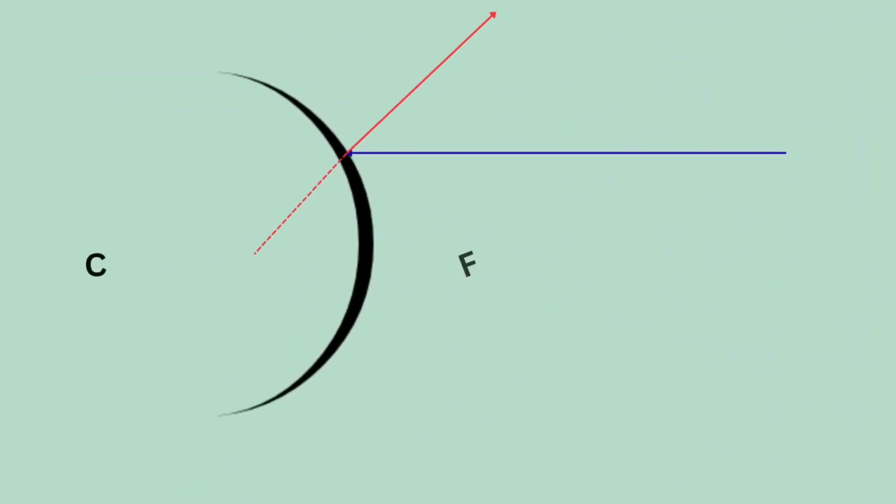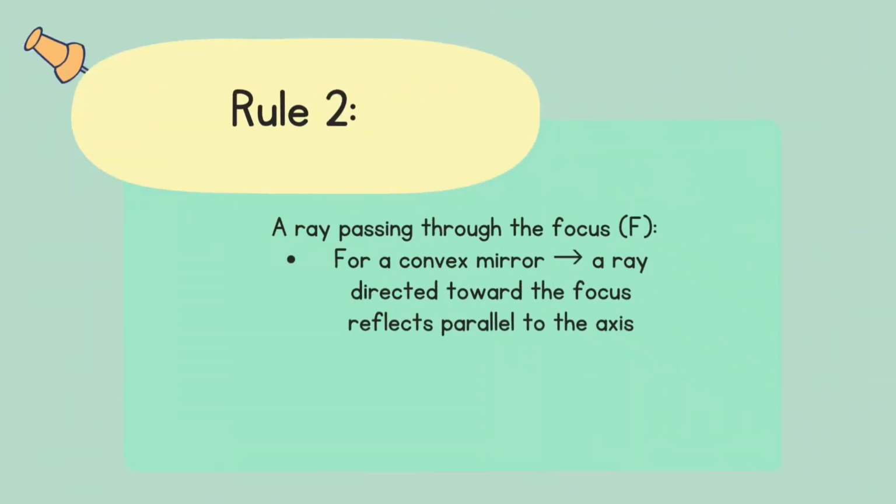Here, we have a convex mirror. First, draw the principal axis and label the important points. Pole, P, focus, F, center of curvature, C. In a convex mirror, both the focus and the center of curvature lie behind the mirror. After labeling, draw the blue ray, traveling parallel to the principal axis toward the convex mirror. After reflection, the ray diverges outward and appears to come from the focus, F, behind the mirror.